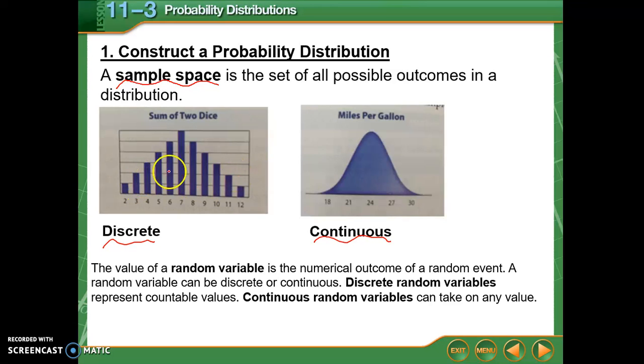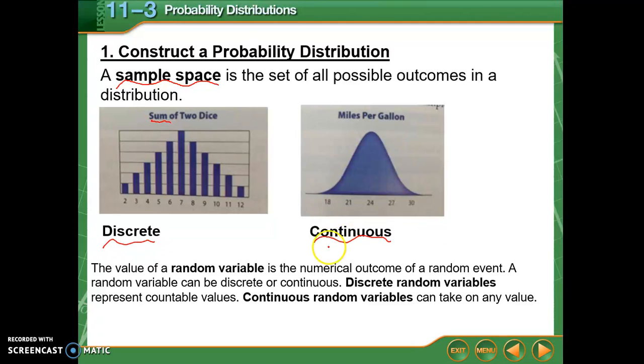Why? Because if I roll two dice, I can get a sum of 2. So if I get a 1 on each die, then I would have a sum of 2. I can get a 1 and a 2, or a 2 and a 1, and I can get a sum of 3. I can roll 2 2s, a 1 and a 3, or a 3 and a 1, and get 4, and so on. But I can't get values in between. There's no way for me to roll 2 dice and get a sum of 2.5, for example. So this is discrete because it's countable.